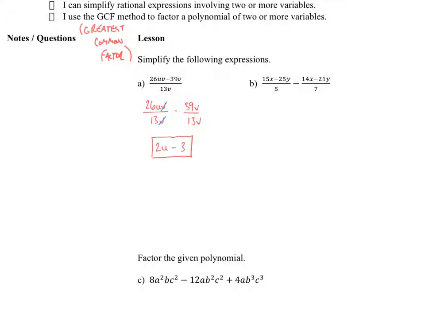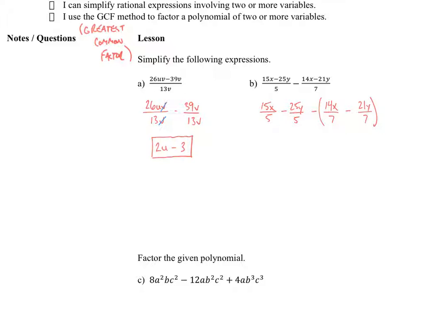Let's use the same method on b. So b says 15x minus 25y over 5, minus 14x minus 21y over 7. So that's the same as 15x over 5 minus 25y over 5, minus, then we have 14x over 7 minus 21y over 7. And the reason that I put this all in parentheses is because we're subtracting this whole fraction, which means that negative applies to this fraction and this fraction. So if you don't put the parentheses, then this sign is not likely to be changed, and it needs to be.